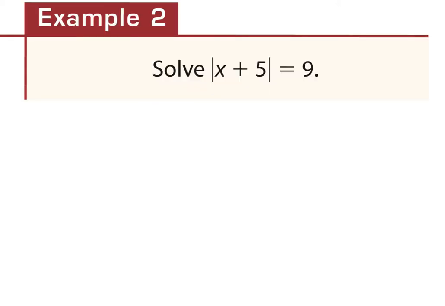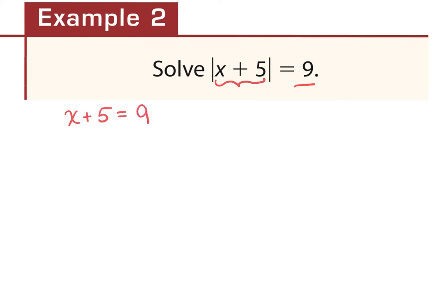It looks like this. So my first step is to get the absolute value by itself. Is my absolute value over here by itself? Yeah, there's no number adding or subtracting. There's no number multiplying or dividing it, right? So my first step is done. Now I'm going to take the inside of this absolute value, the x plus 5, and I am going to set it equal to this guy out here.